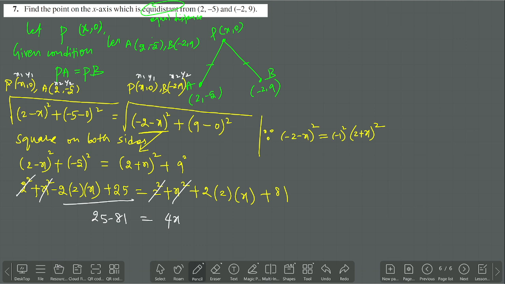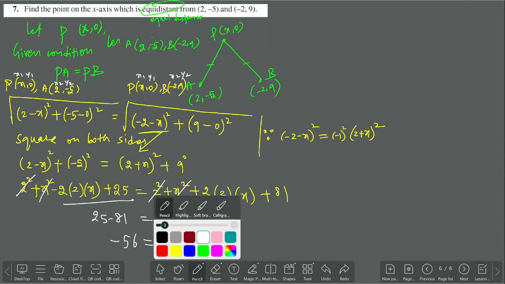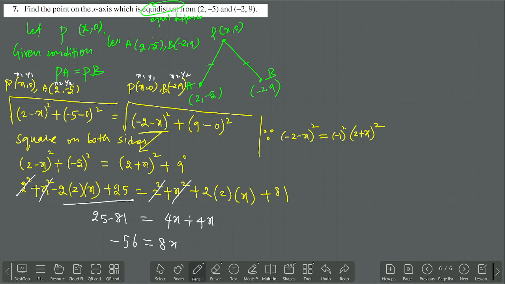Now, minus 2 into 2, minus 4x. Minus 4x when you send opposite, plus 4x. Add this together, what am I getting? 8x. After subtracting here, minus 56. So, how many 8s do we have in 56? 7 times. Sir, we got an answer in negative, sir.